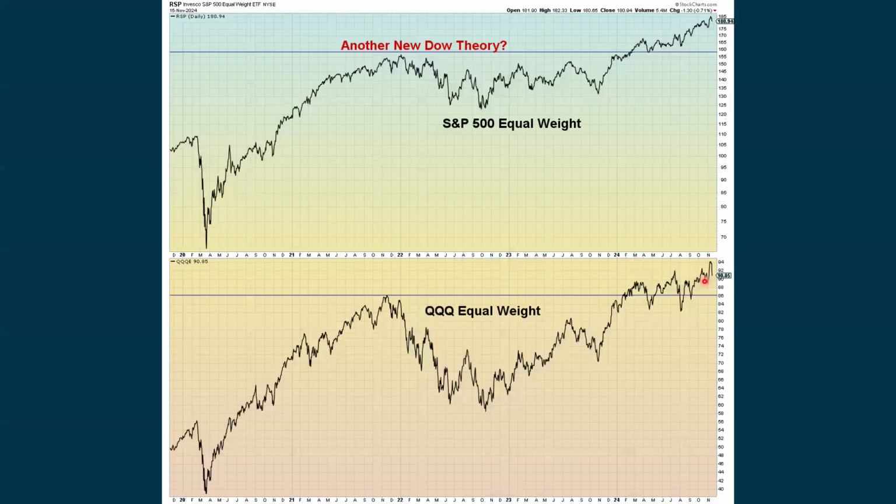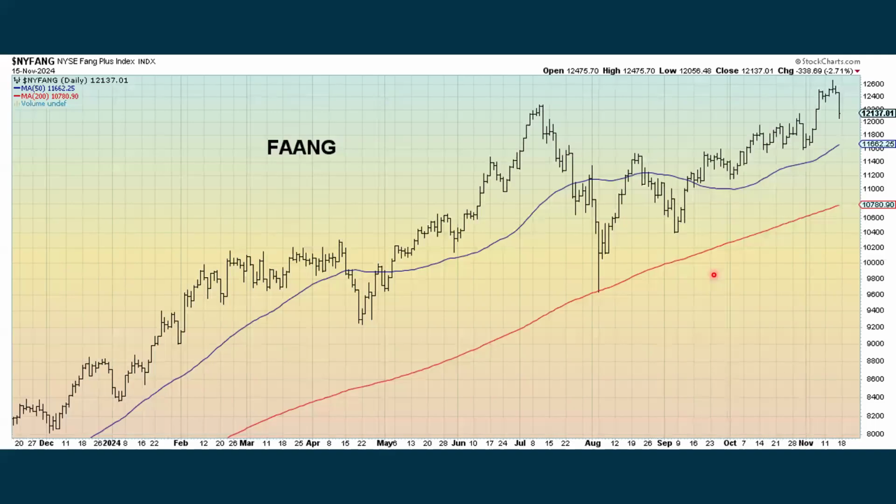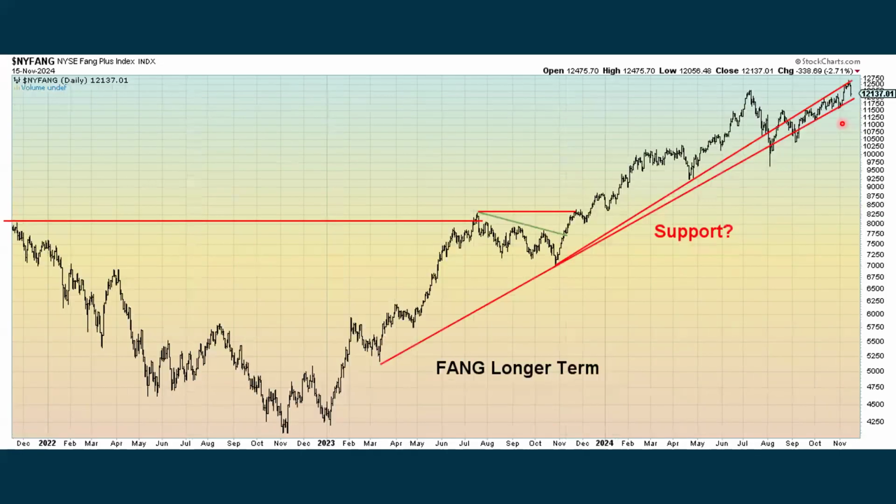We break that down even a little more with the equal weight version of the S&P, showing a little bit of weakness after an all-time high. And then it was confirmed by the equal weight version of the QQQs, which is the ETF for the NASDAQ 100. This is more or less confirming what we're seeing with each other. And the FANG index is coming off of a recent all-time high, but then pulling back.